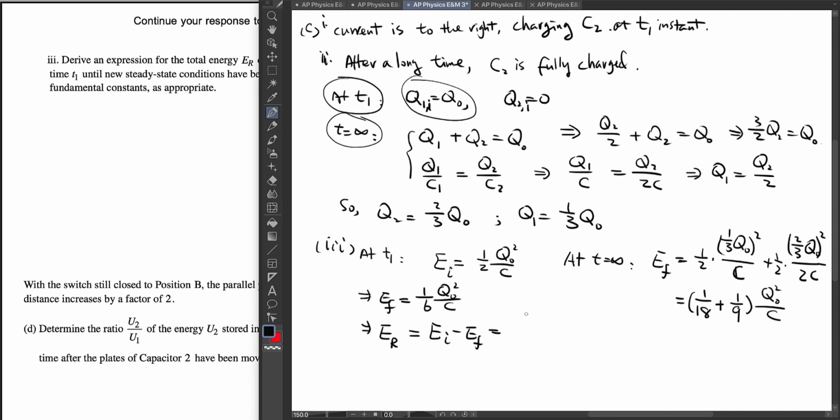So equals, so we have 1/3 Q naught squared over C. So that's the energy dissipated by the two resistors.